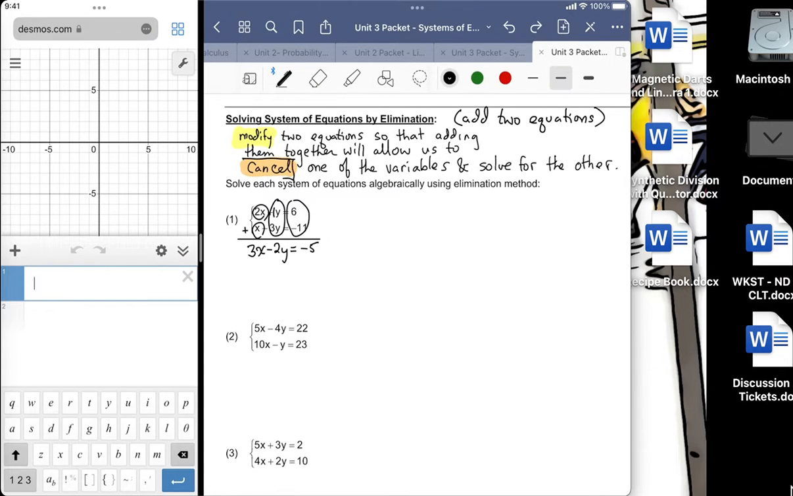So that's where the modification comes into play. I need to be able to have a cancellation of the variable. I need one of these to go away. I need either this to become a 0x or this to become a 0x. So what I want to do instead is see if I can make it so that the coefficients of one of the variables, let's say the x, for example, I could have said the y, but I'm going to say the x, I want the coefficients of one of the variables to be opposites of one another. In fact, I'll do it both ways just so you could see.